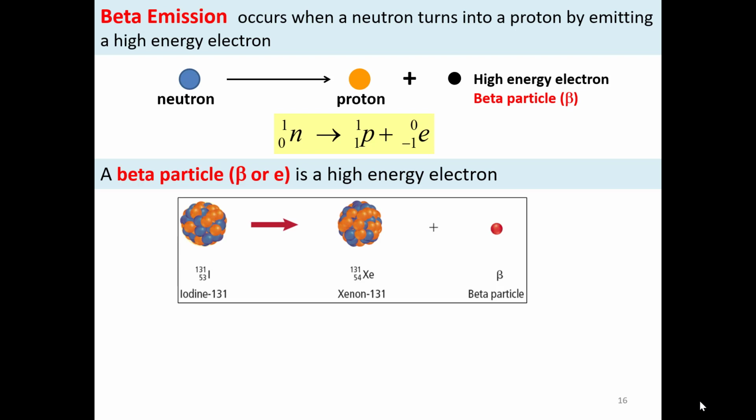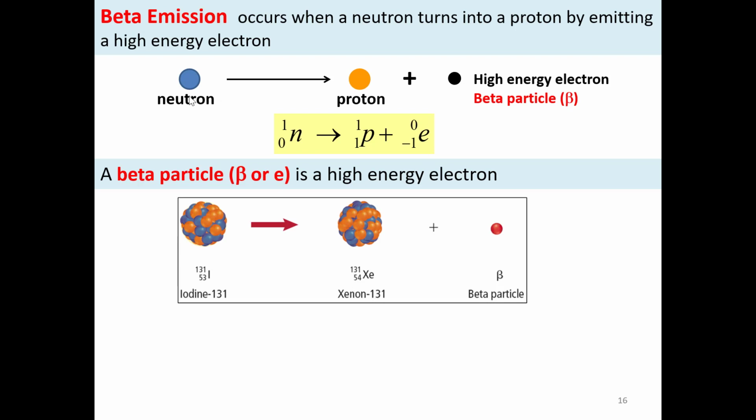The second nuclear reaction we want to discuss is the beta emission. Beta emission occurs when a neutron turns into a proton, as the neutron turns into a proton by emitting a high energy electron. And this high energy electron is called a beta particle.